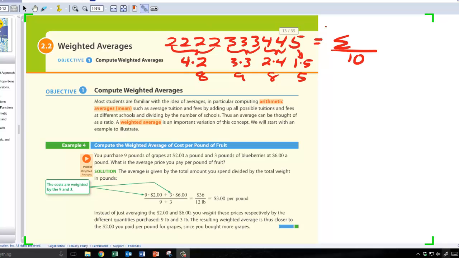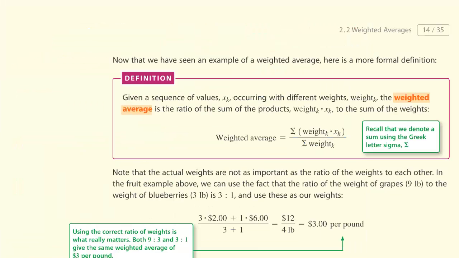Well, that's what the formula tells us we do. You see, the formula is telling us to add up all of these weights times their values and then divide by the sum of the weights. So it's basically just saying, take each number, multiply it by how many times it shows up, and then add all of those products, because it's the same thing as just adding all of the individual pieces of data, and then divide by the sum of all the weights.